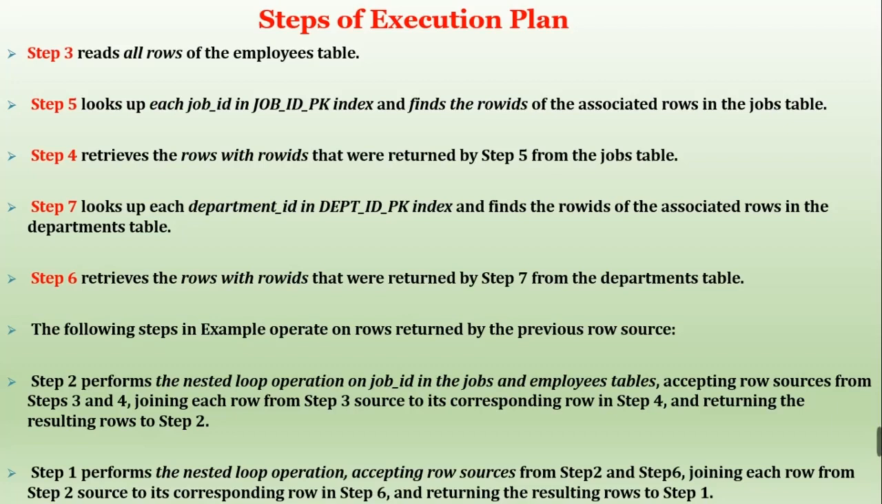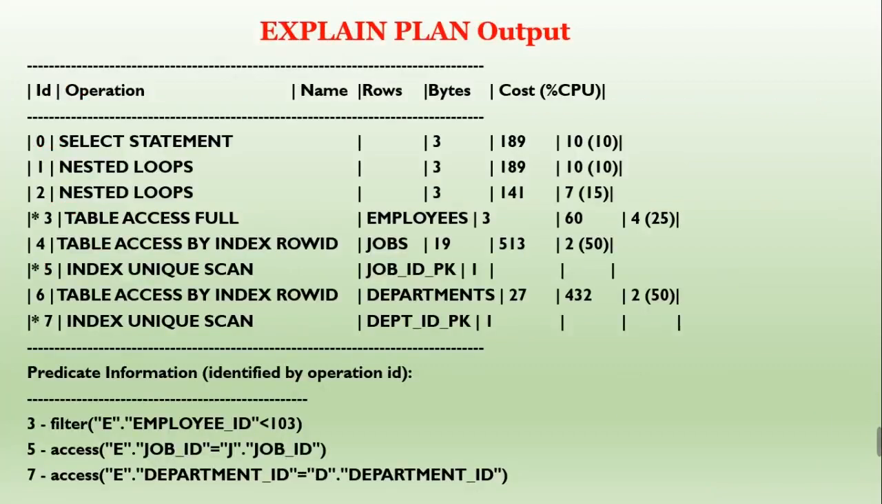Joining each row from the step 3 source to its corresponding row in step 4 and returning the resulting rows to step 2. Step 1 performs a nested loop operation accepting sources from step 2 and step 6, joining each row from the step 2 source to its corresponding row in step 6 and returning the resulting rows to step 1. So here we have explained step 1 to step 7.